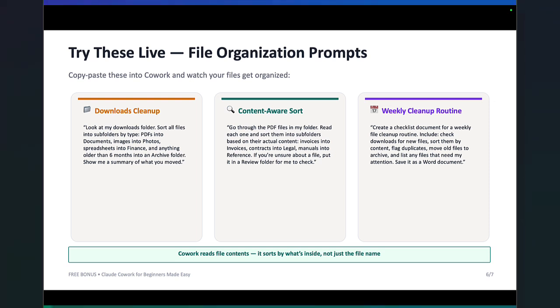But even file organization can have different purposes, right? So you could clean up your downloads folder, say, look at my downloads folder, sort all files into subfolders by type, PDFs into documents, images into photos, spreadsheets into finance, and anything older than 6 months into the archive folder, show me a summary of what we have moved. So here we have examples, and we're quite specific about the file organization system we wanted to use, right?